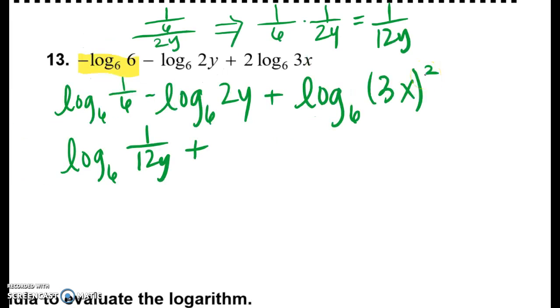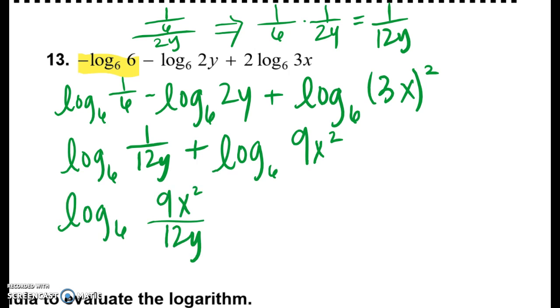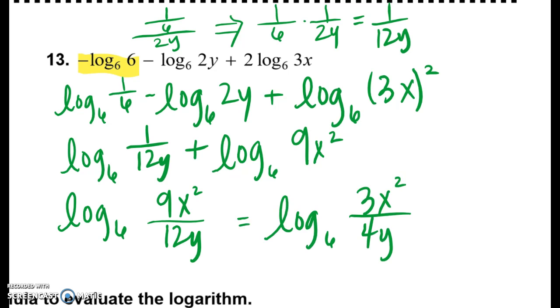Let's distribute this power to the 3 and to the x. Next thing I see is the product property. So if you multiply 1 over 12y times 9x squared, you'll get 9x squared over 12y. You can simplify that by dividing both the top and the bottom by 3. We'll get 9 divided by 3 is 3, 12 divided by 3 is 4.